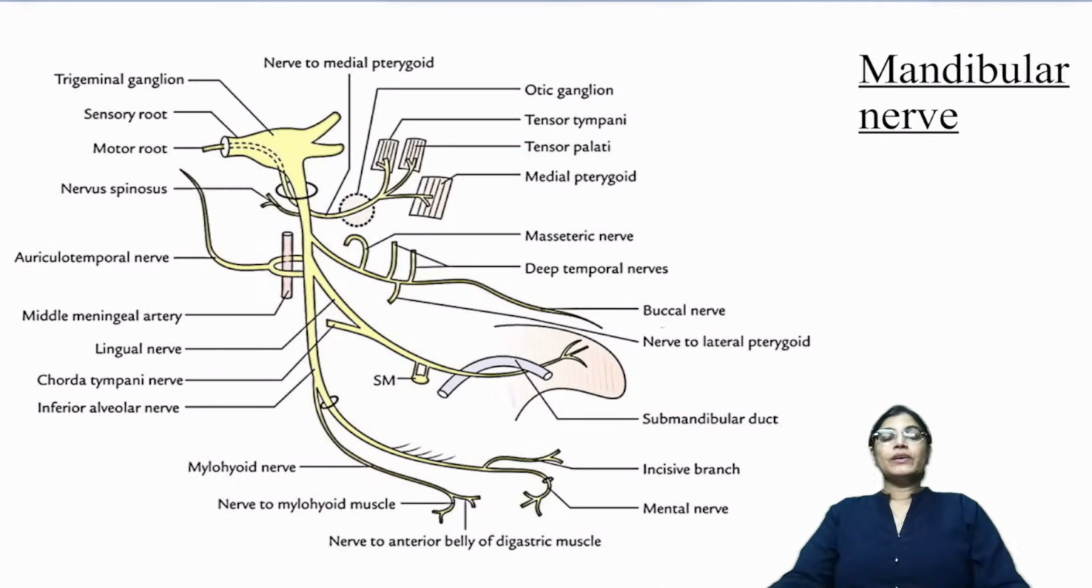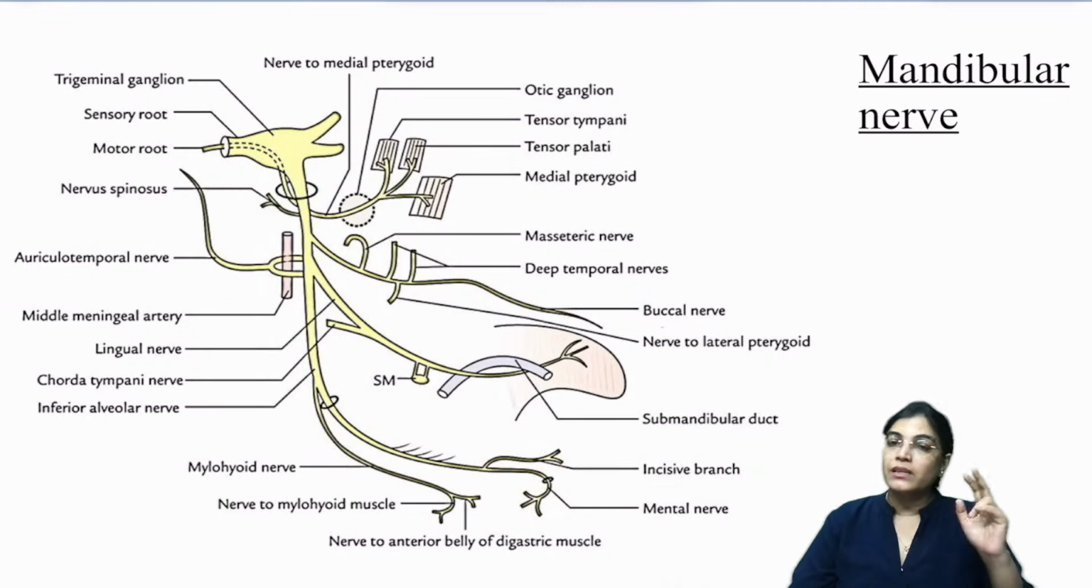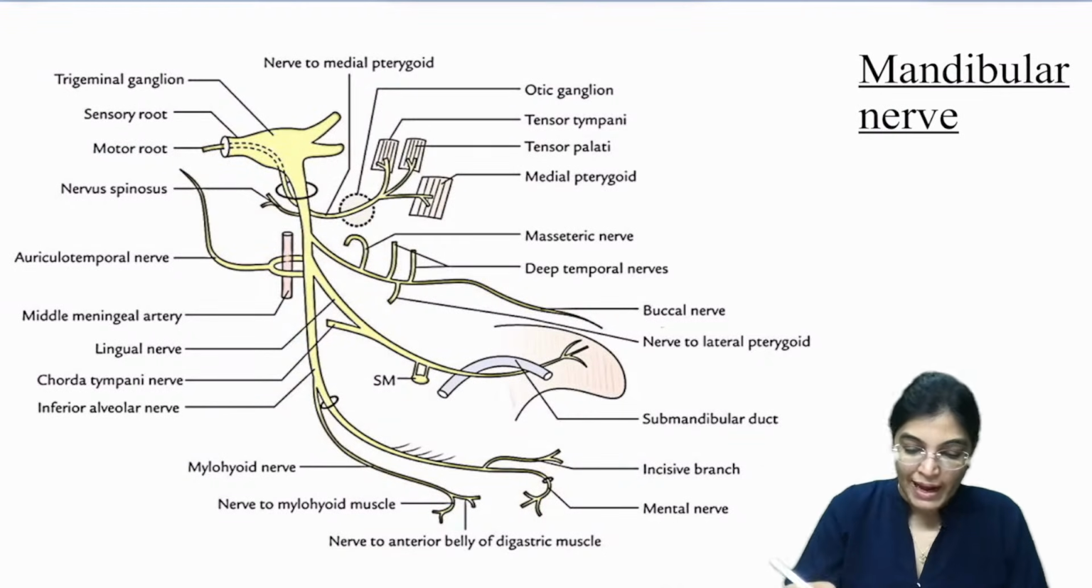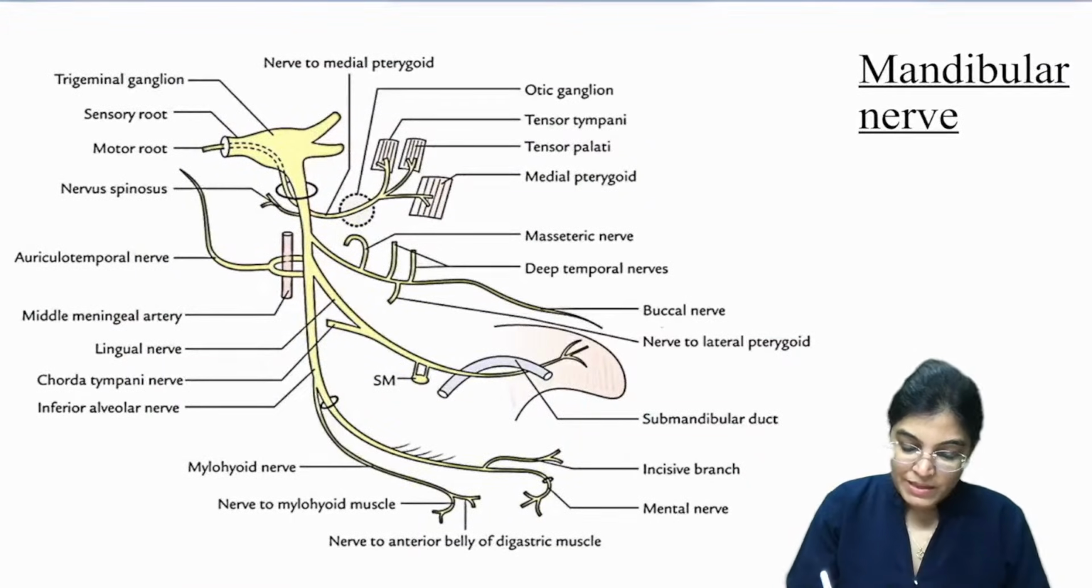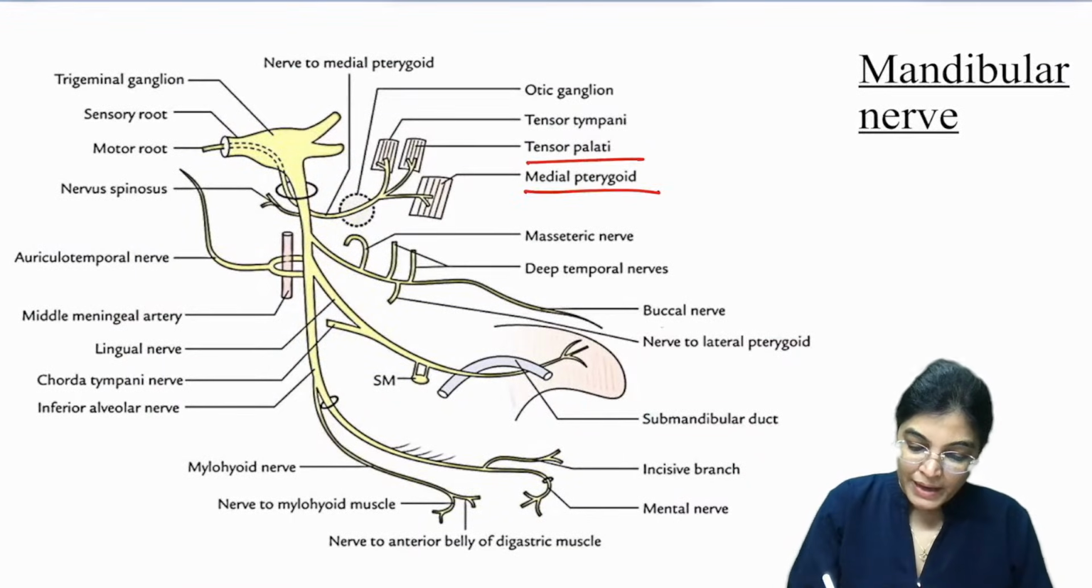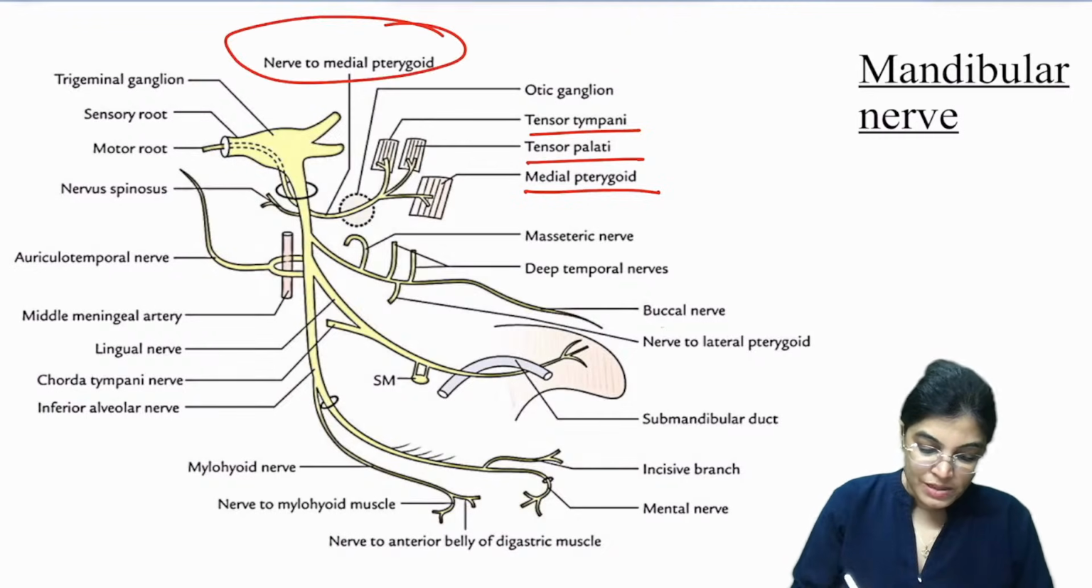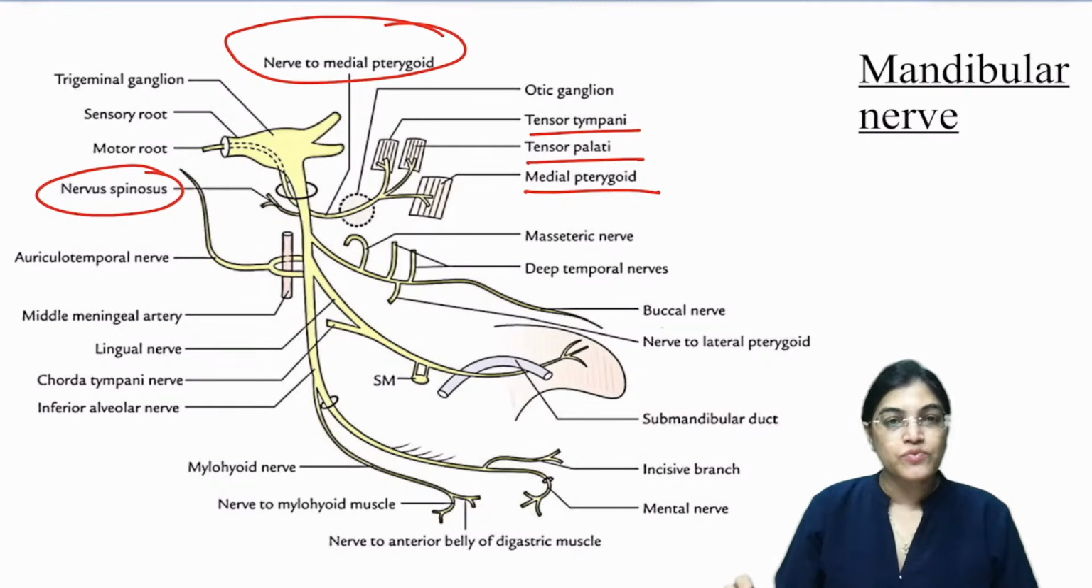The trunk is giving 2 branches. One is the meningeal branch, also called nervus spinosum, and the other is the nerve to medial pterygoid, which will supply the medial pterygoid muscle, tensor tympani muscle, and tensor veli palatini muscle. You can see the nerve to medial pterygoid, tensor tympani, tensor palatini, and nervus spinosum: these are the branches from the trunk.